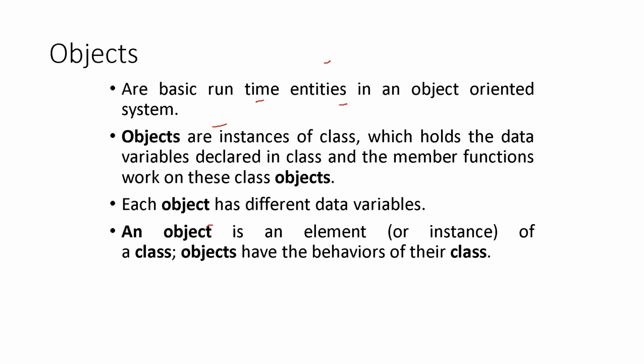An object is an element of a class. That is, class includes objects. So objects have the behaviors of their class. So when a particular student is in first year engineering class, or some particular class, whatever the features are there for that particular class, the same features are there for that student. Okay, so that is objects.